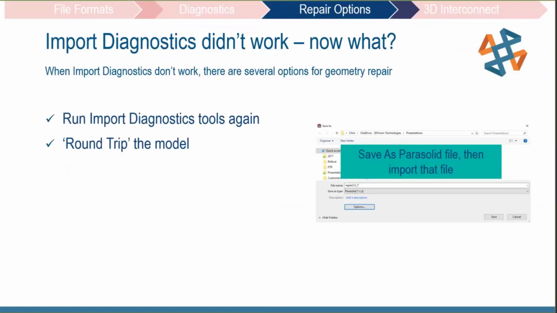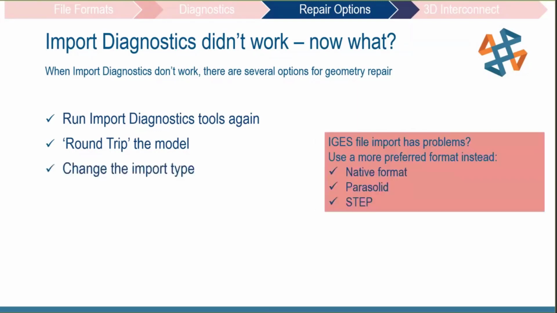Round trip the model, this is kind of a creative approach. But you could take your model and save it as a parasolid and then bring that parasolid back in. Now, it seems a little odd, but being that parasolid is the best type, when you get that file and bring it back in, it might better represent and be able to close some of those gaps. Or you go back and say, well, that didn't produce the best geometry. Hey, can I get a step file and let's test that out.